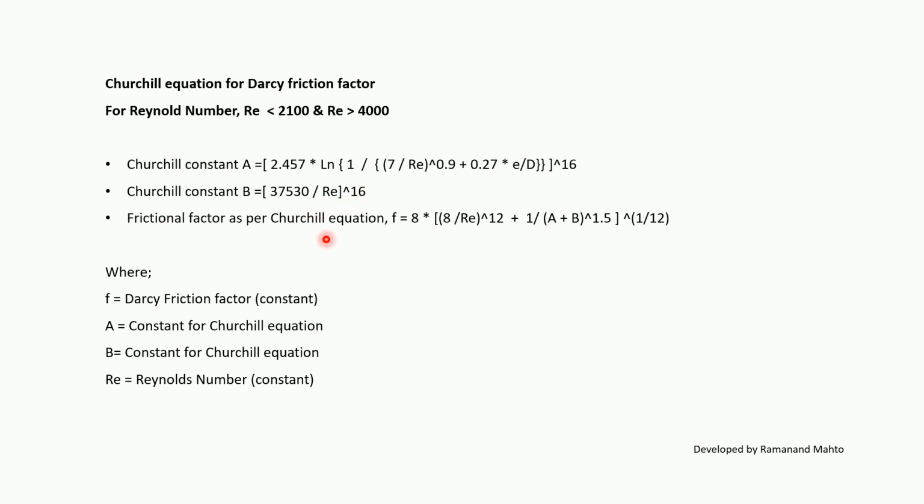Friction factor as per Churchill equation f is 8 into bracket start (8 upon Reynolds number)to the power 12 plus 1 upon (A plus B) to the power 1.5, bracket close, to the power 1 upon 12. Where f is Darcy friction factor, which is constant, A is a constant for Churchill equation, B is a constant for Churchill equation, Re is Reynolds number, which is a constant.